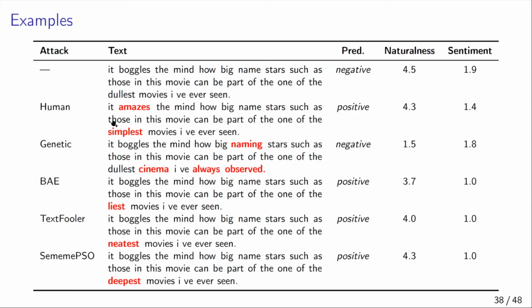The human participant perturbed the sequence by changing boggles to amuses and dullest to simplest, which as a result changes the prediction to positive, whilst keeping the naturalness high. So naturalness is 4.3 now instead of 4.5, and the sentiment is on average higher than it was for the original one, which is also good because we can now consider this a valid adversarial example. And then here you can see some of the changes that the algorithms made. So TextFooler, for example, only changed dullest to neatest, and semi-PSO changes dullest to deepest.